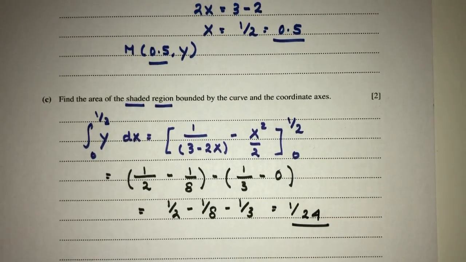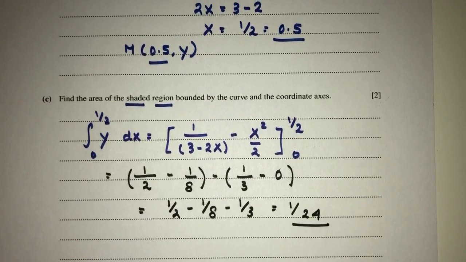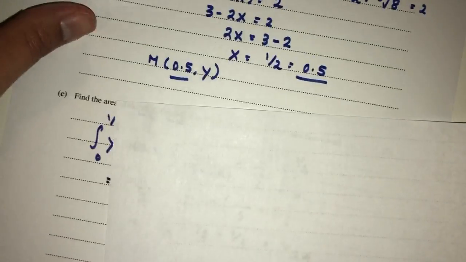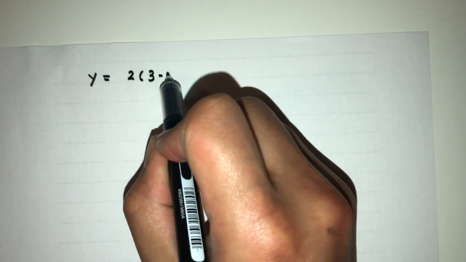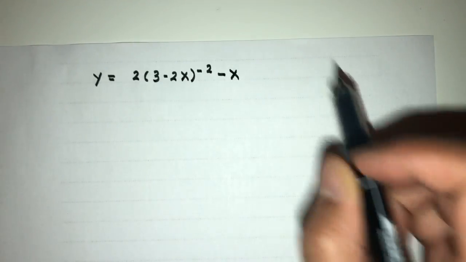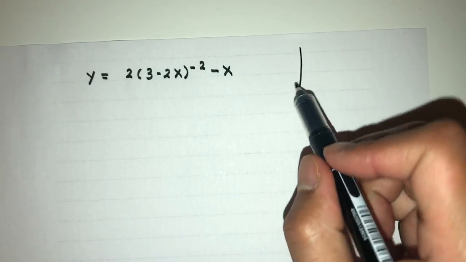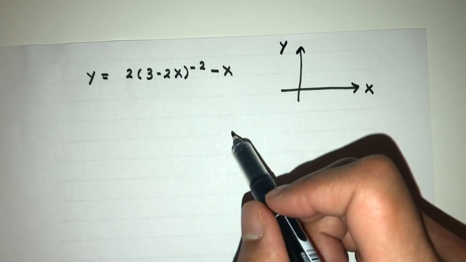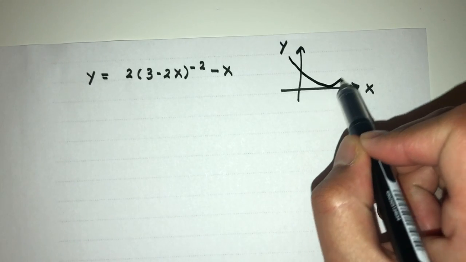But let me double check. I always have some kind of doubts about my answers. Let me check if that is correct or not. I was given that y is equal to 2 times (3 minus 2x) to the power minus 2, minus x, and the curve looks something like this. So we have x here and here we have y, and the curve is something like this.